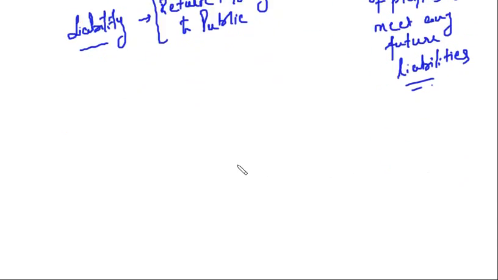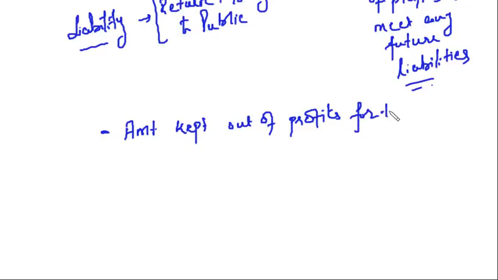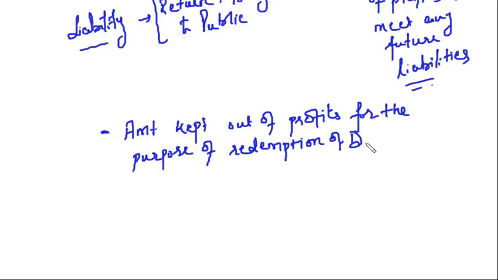What is DRR? DRR is the amount kept out of profits for the purpose of redemption of debentures, right? So are you getting my point?